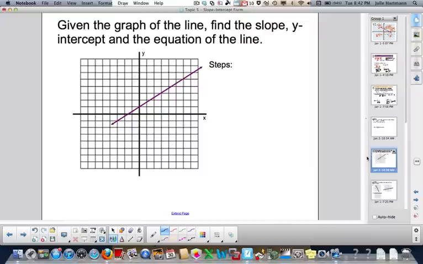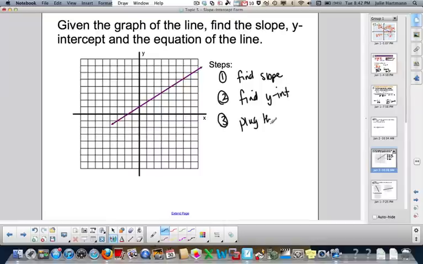So the next, given the graph of the line, find the slope, find the y-intercept, and write the equation of the line. So the steps: step 1, find the slope. Step 2, find the y-intercept. Step 3, plug them in. Okay, remember m is your slope and b is your y-intercept. So when you have y equals mx plus b, remember your equation, you plug in the m and the b. You still have the y and the x as part of your equation.